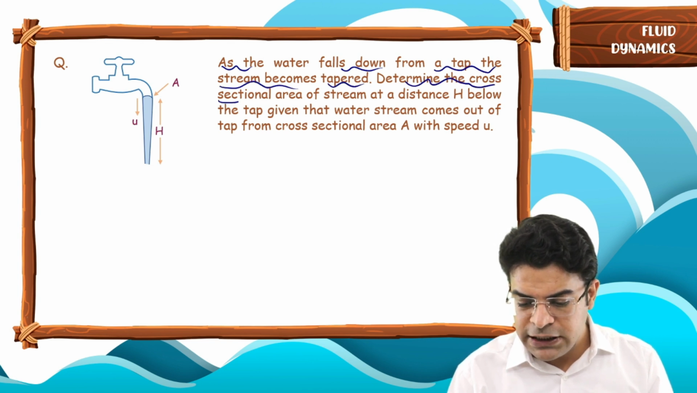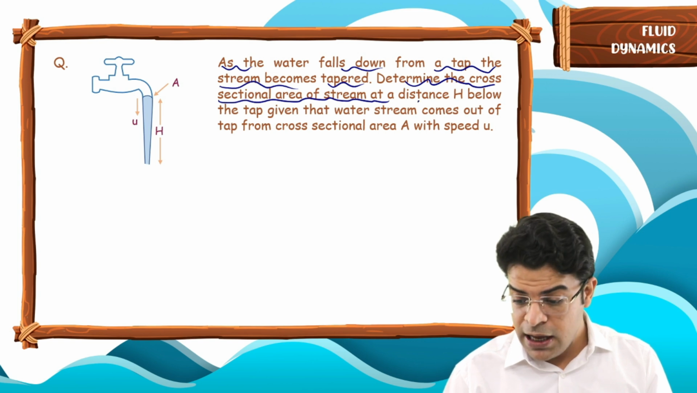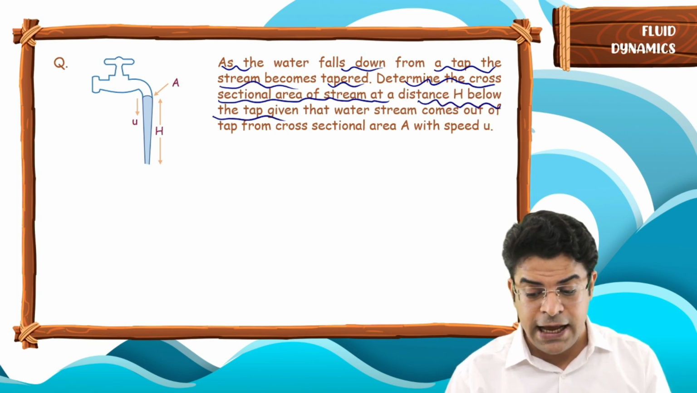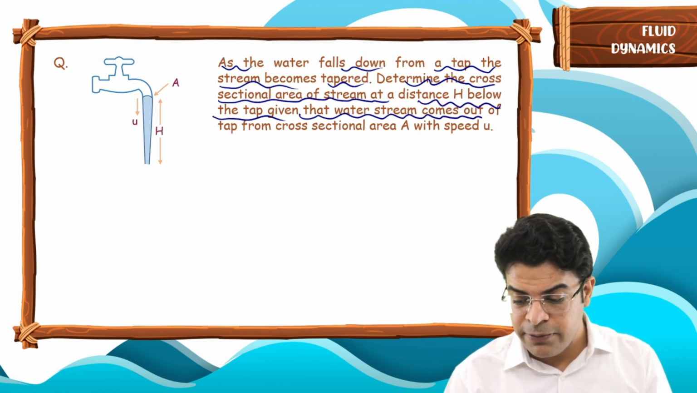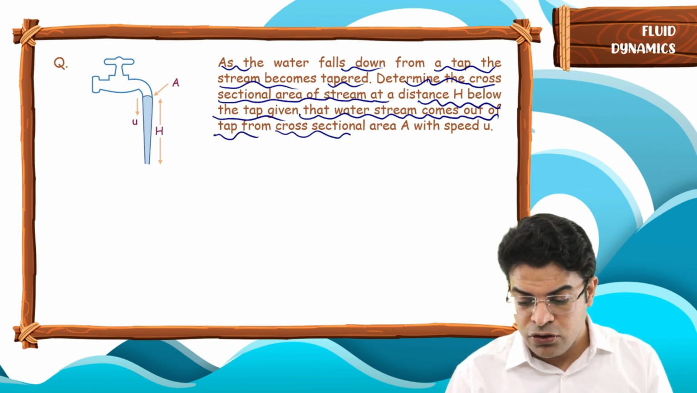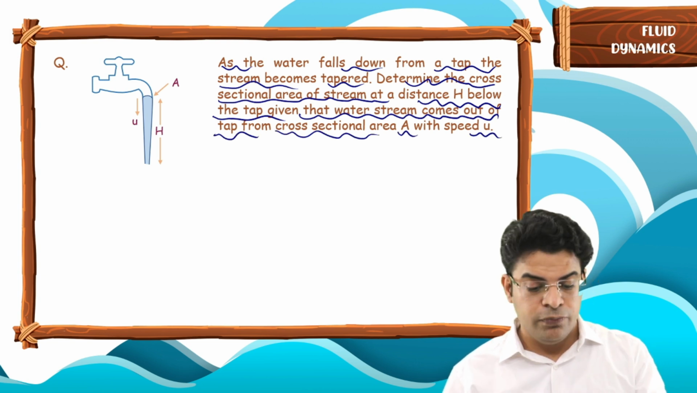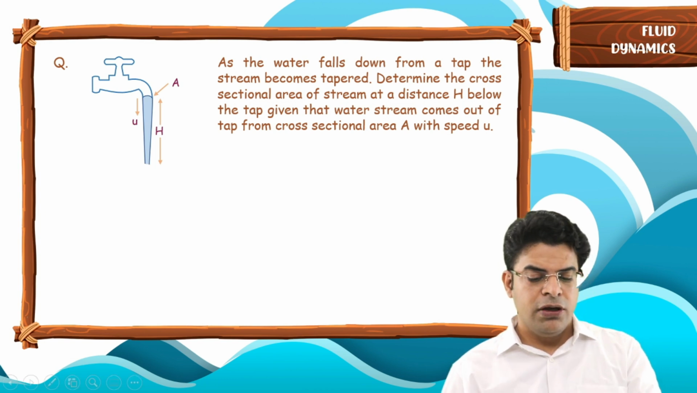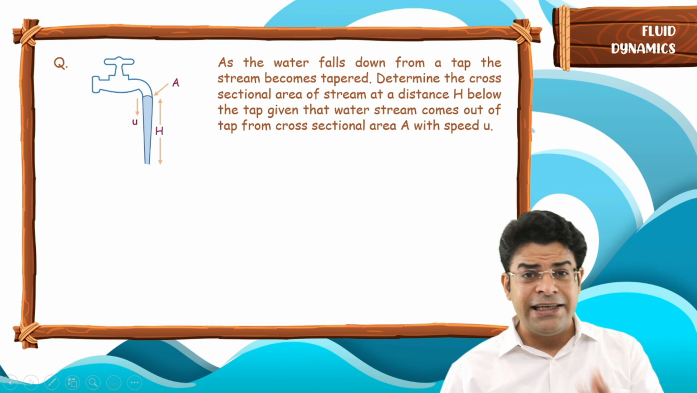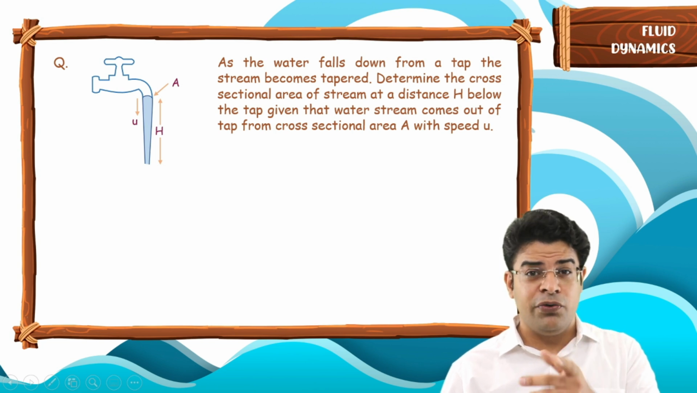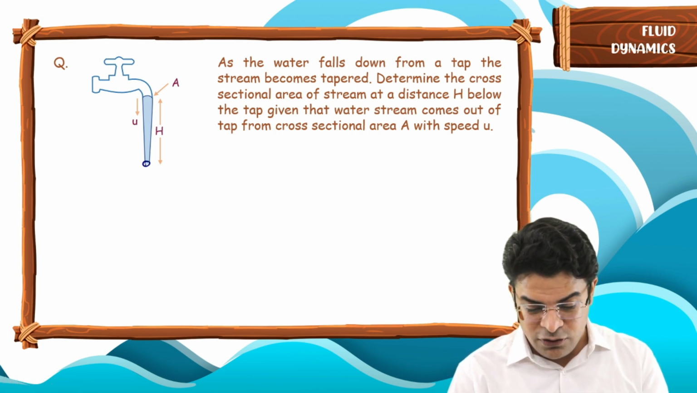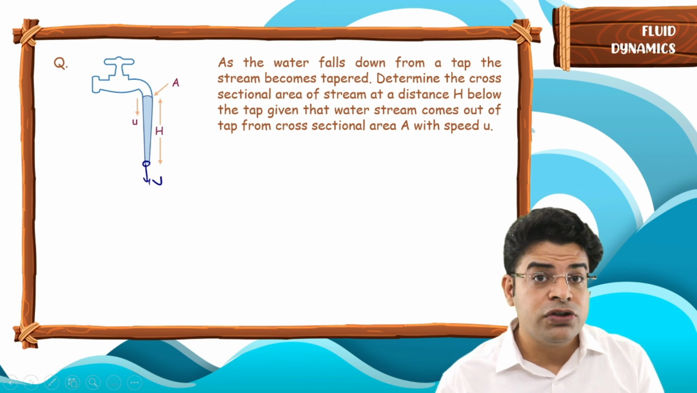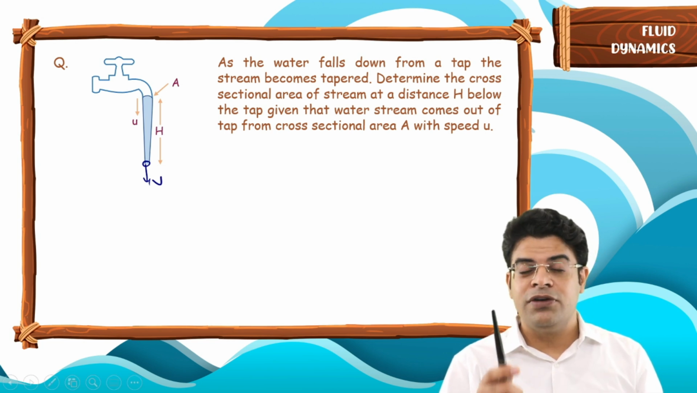So now here, as the water falls down from a tap, the stream becomes tapered. Determine the cross-sectional area of the stream at a distance h below the tap, given that the water stream comes out of the tap from the cross-sectional area A with a speed u. So you need to tell what will be the cross-sectional area of the stream here. Sir, I can find the cross-sectional area easily using the equation of continuity, given that I know the velocity of the fluid here. And to find the velocity of the fluid here, what's going to help you is called Bernoulli.